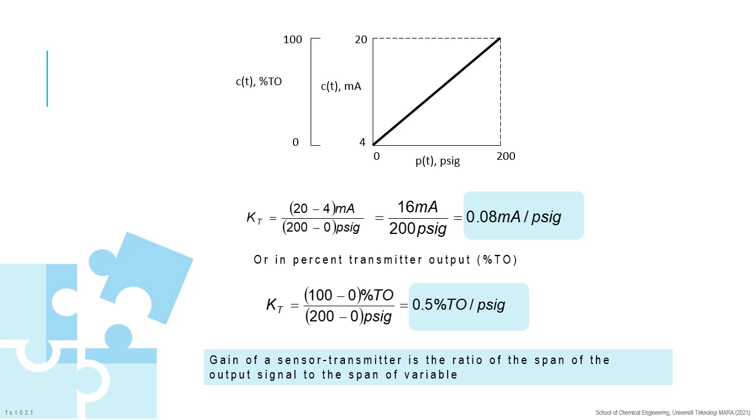Or in percent transmitter output, or percent TO, you divide the output by the input. The output in percent transmitter output is in the range 0 to 100, divided by the x-axis, which is the measured process variable, 200 minus 0. You will get 0.5% TO per psig. Again, the gain of a sensor transmitter is the ratio of the span of the output signal to the span of the variable.